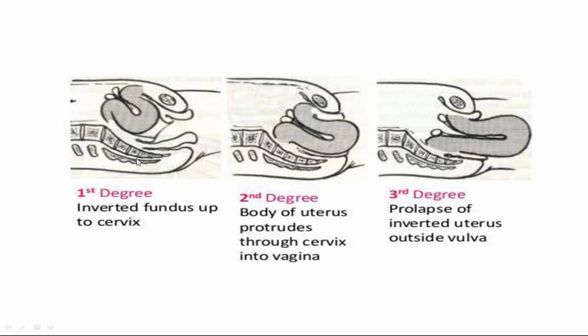See here, this is the first degree where just a little bit of dimpling is there. Okay. Here it has come out into the vagina. Body of the uterus protrudes through the cervix into the vagina. Here the third degree where it has come outside the vulva. Okay.